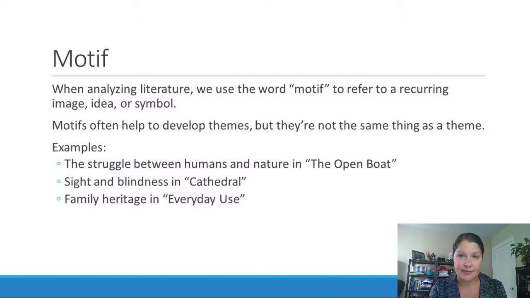And some examples of motifs in stories that we've read so far include the motif of the struggle between humans and nature in the story The Open Boat, the motif of sight and the motif of blindness in the short story Cathedral, and the motif of family heritage in the short story Everyday Use.